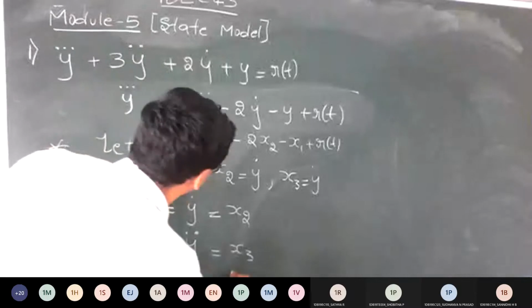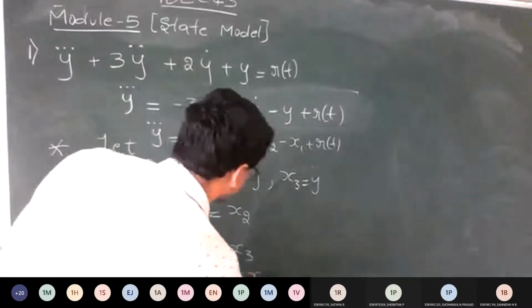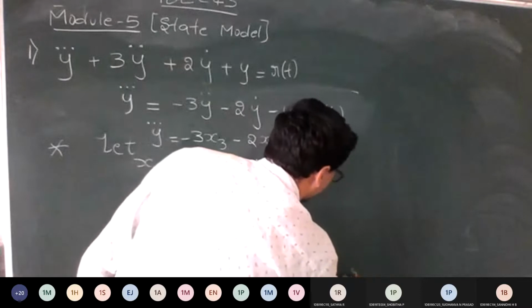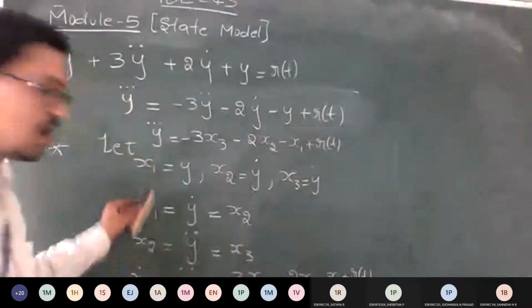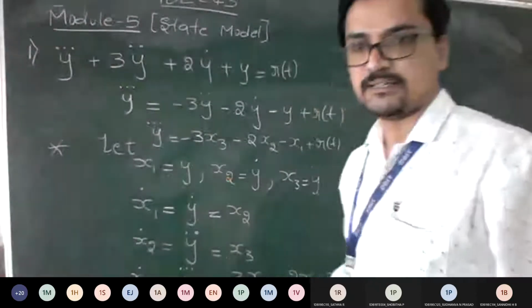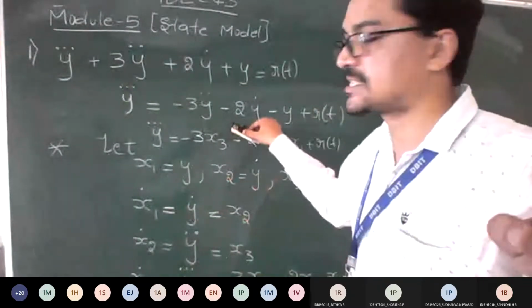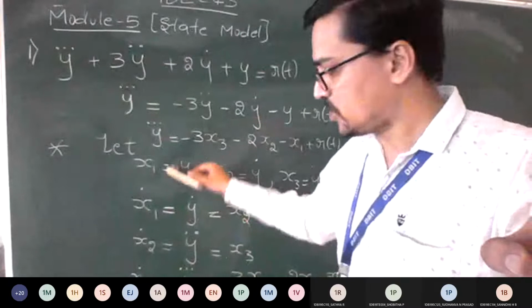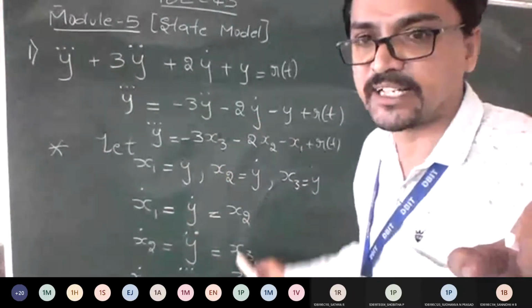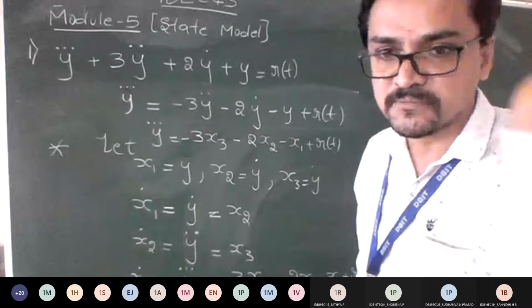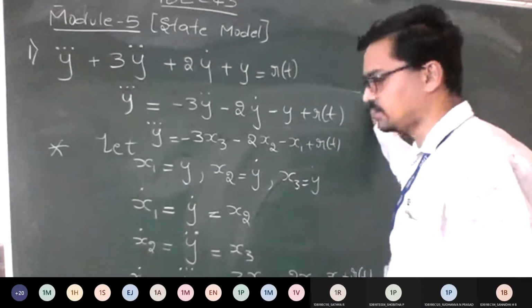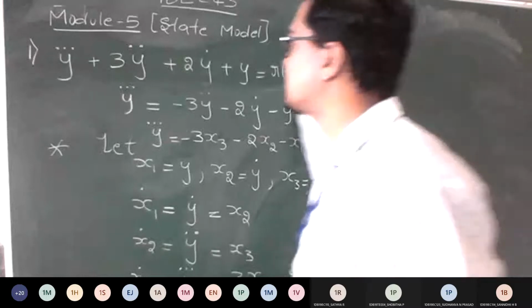So substitute that here: minus 3 x3 minus 2 x2 minus x1 plus r of t. Have we got all three state variable coefficients? In the beginning we had only x of t and x dot of t. Now we got all the answers. So what is your target? You need to represent it in matrix form. Agree everyone? Is that okay till here? Yes, sir. Good. So try to write it in a matrix and tell me the answer.